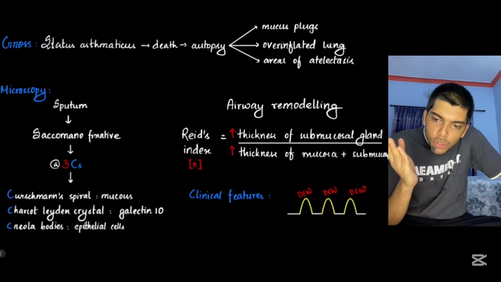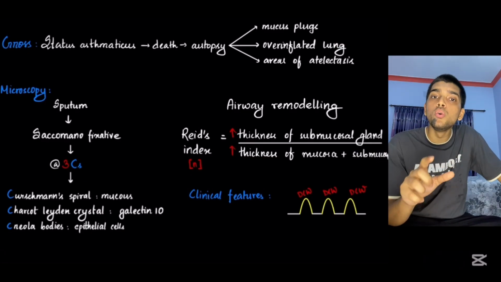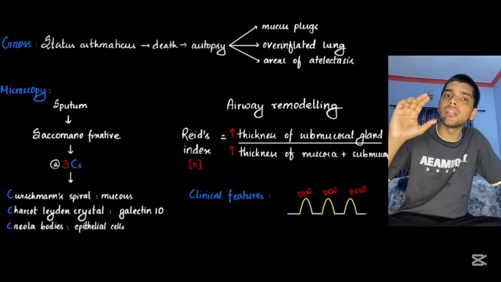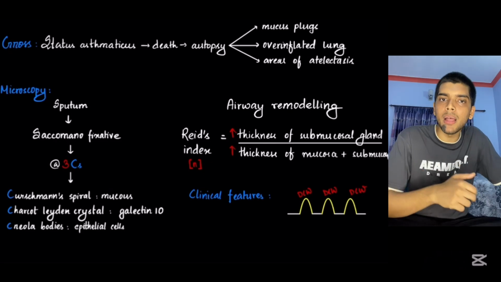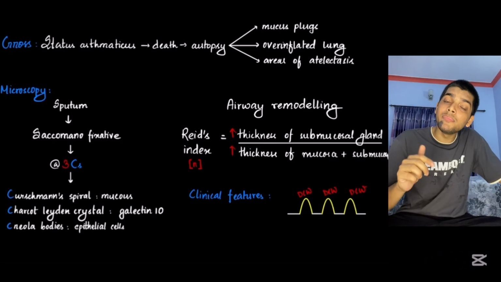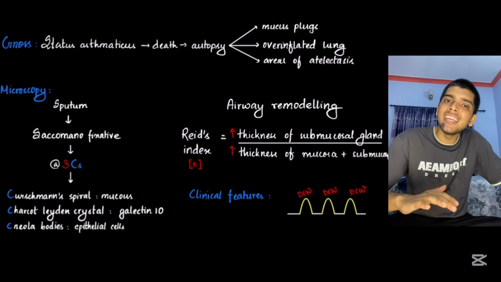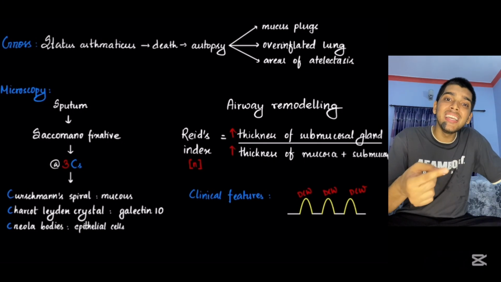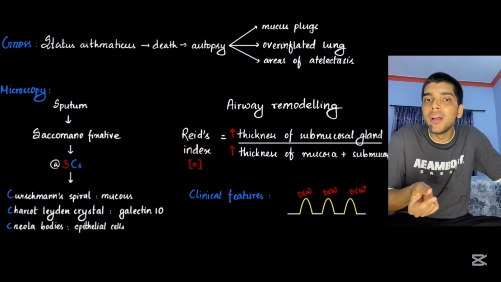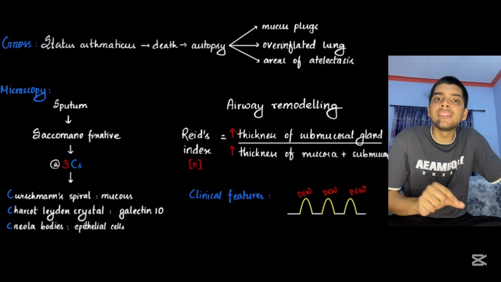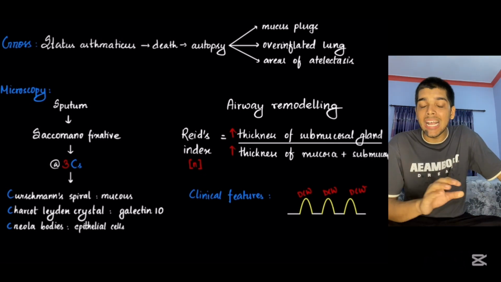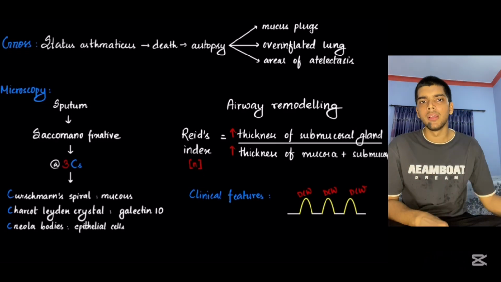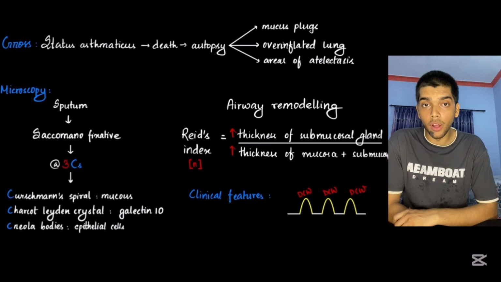Then microscopy of the trachea and bronchi shows no change in Reid's index because there is increase in numerator due to increase in thickness of submucosal gland due to hyperplasia and hypertrophy of submucosal gland. At the same time, there is also an increase in denominator due to increase in thickness of mucosa plus submucosa. There is increase in thickness of mucosa due to thickening of the basement membrane as well as thickening of the muscular layer. As for clinical features, there are paroxysmal or recurrent attacks of dyspnea, coughing, and wheezing. And yeah, we are done with asthma.